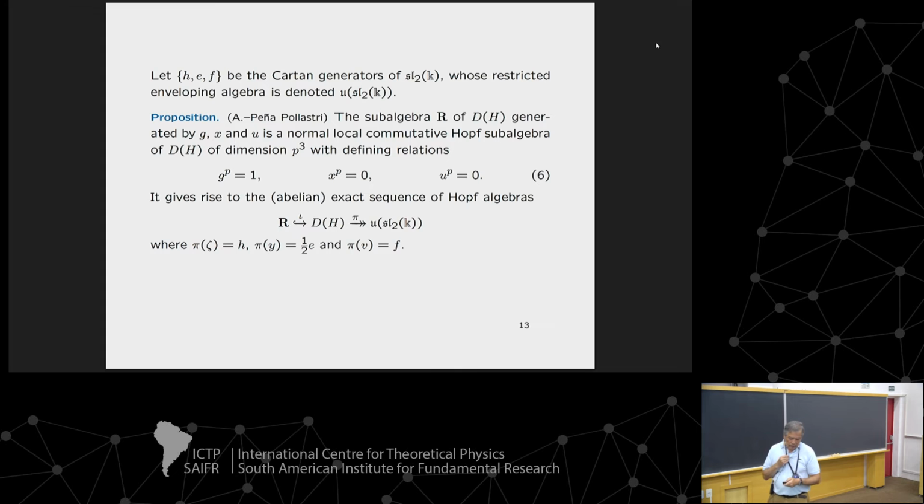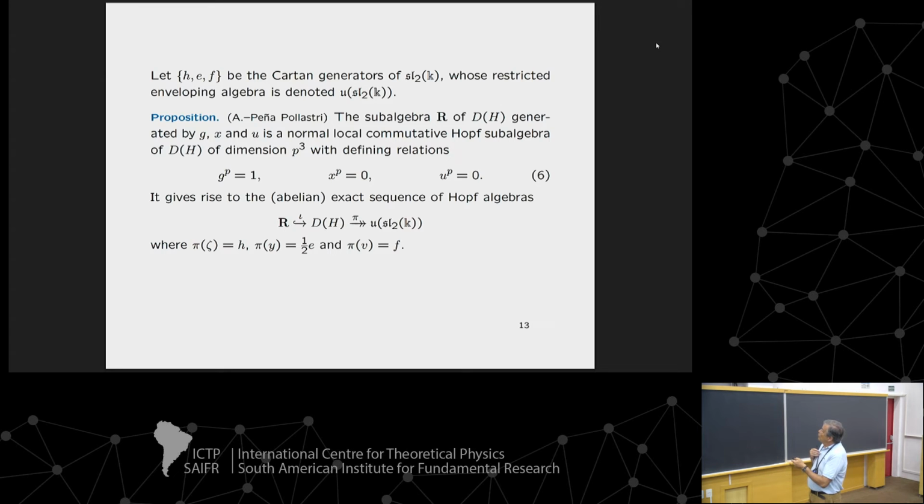Now, let me recall or convene that h, e, and f are the Cartan generators of sl2 over k. In characteristic p, sl2 has an enveloping algebra, but also has a restricted enveloping algebra denoted small u of sl2. This small u means restricted, and this is the usual universal enveloping algebra divided by the p-th powers: h^p minus h, e^p, f^p.